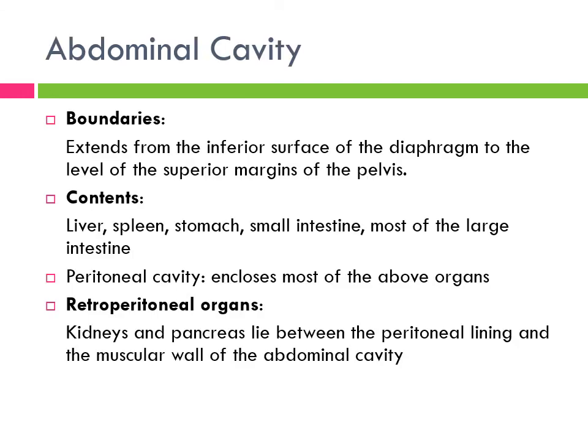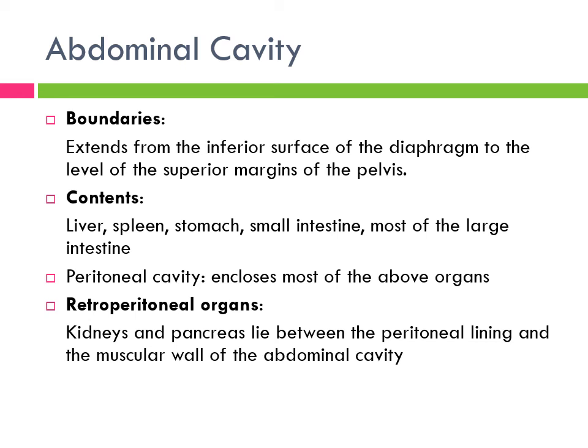The abdominal cavity extends from the inferior surface of the diaphragm down to the superior margin of the pelvis, so between your pelvic bones and your diaphragm. It contains the liver, the spleen, the stomach, the small intestines, most of the large intestines. And the peritoneal cavity encloses most of those organs, but we do have a couple of organs that lie outside of the peritoneal cavity, though they're still within the abdominal cavity. And those are the kidneys and the pancreas.